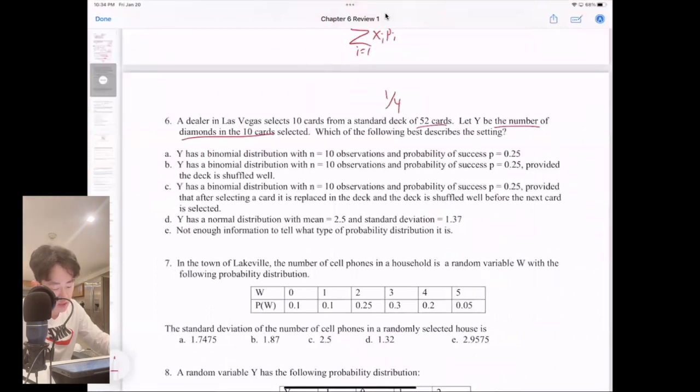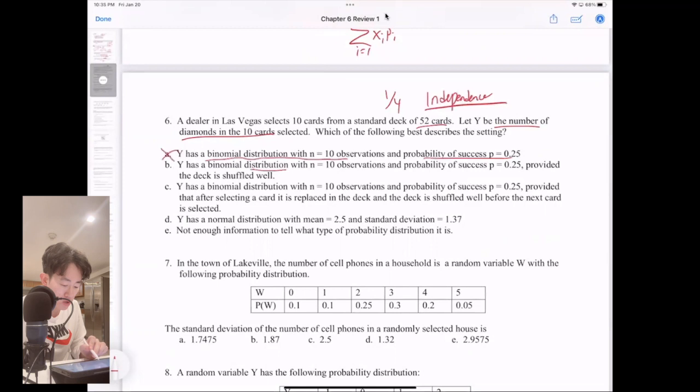Now the problem here is that if the card is looked at and not returned to the deck, that means the independence of the trials is not met. Remember, independence is one of the requirements for it to be binomial. So when you look at the wordings here, Y has a binomial distribution. Well, it's missing something, because it doesn't say whether the card is returned back into the deck or not.